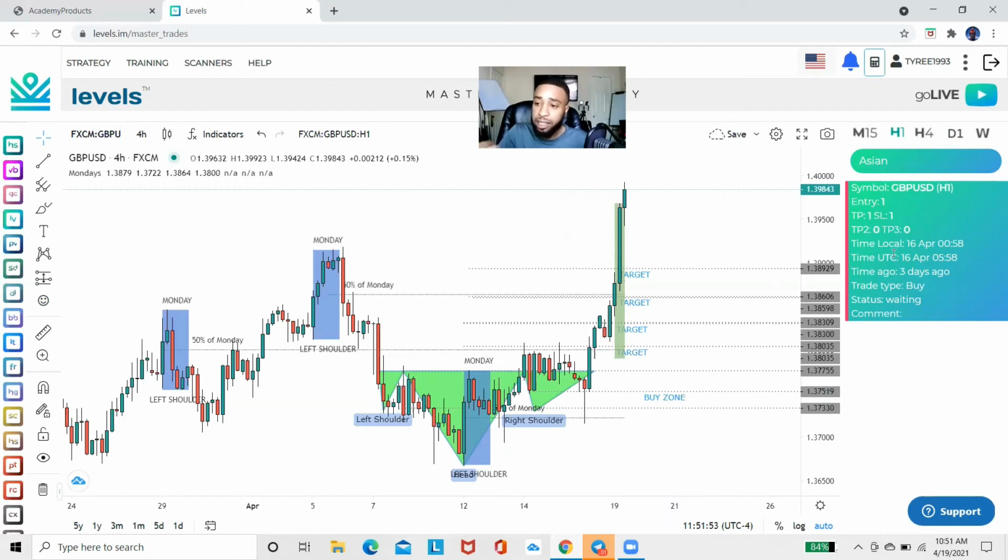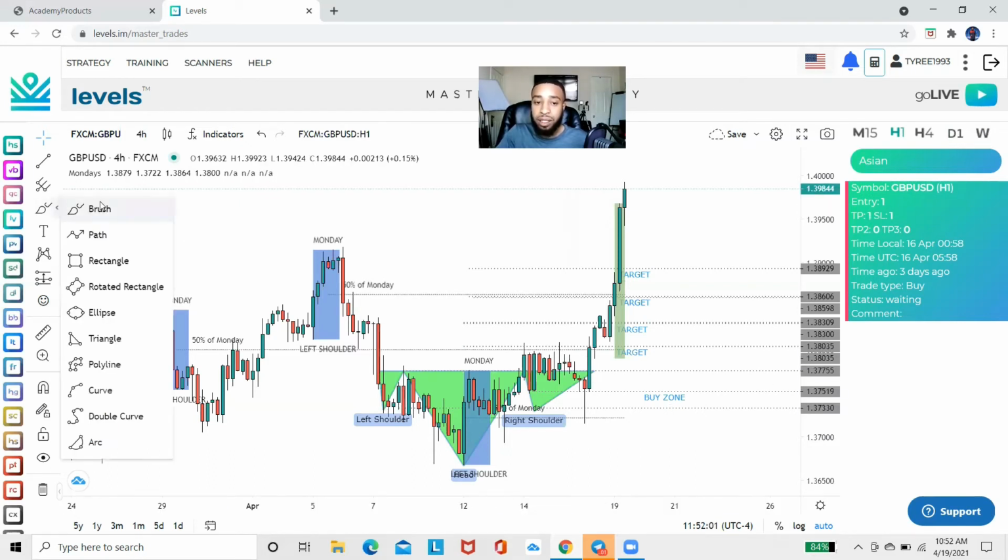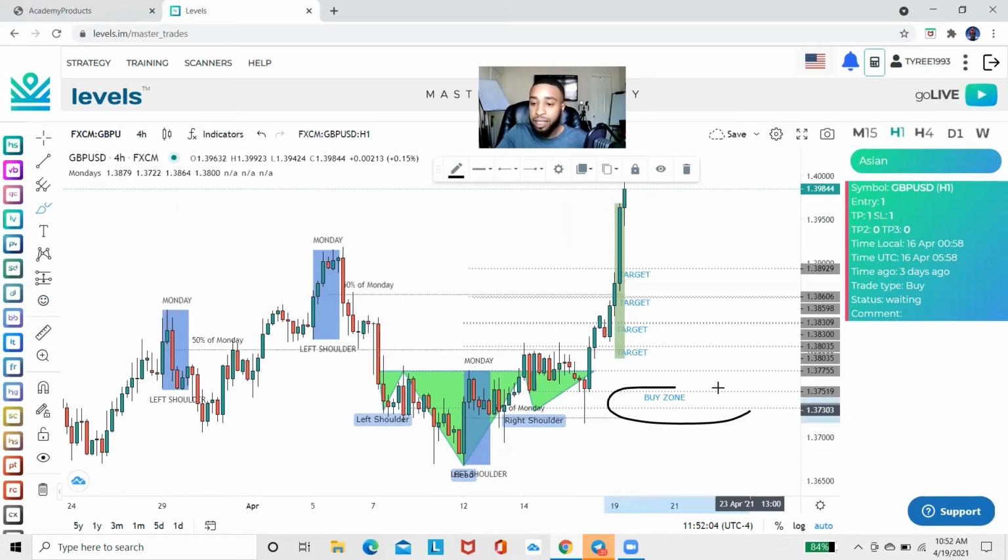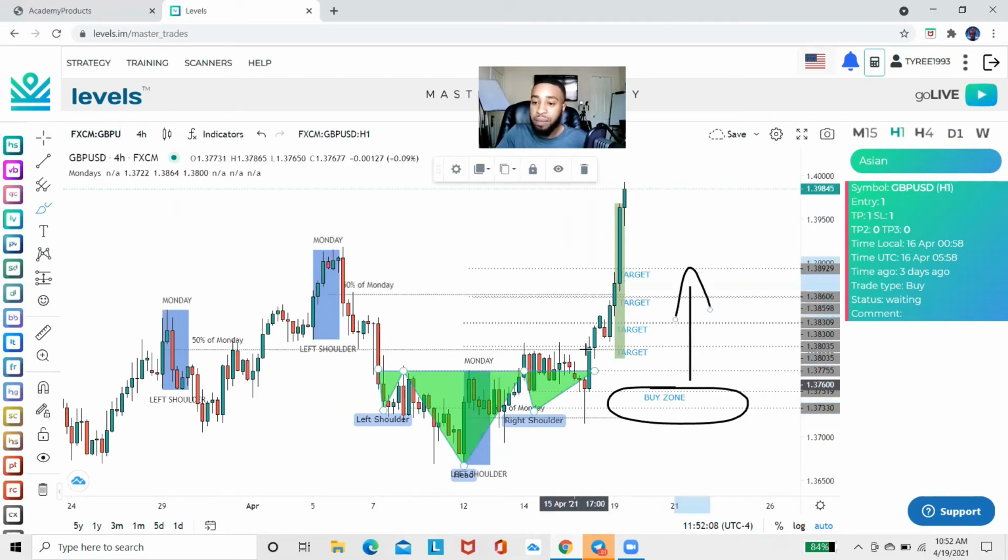So if we look at this trade idea, what I want y'all to notice is it was GBP USD, and you can see that there was clearly a buy zone in this area right here, and all of the targets are upwards, which means that we wanted to buy this market up.